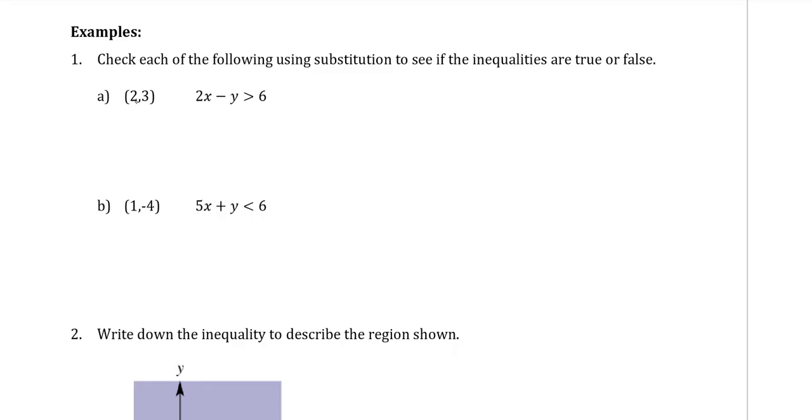We're going to sub 2, 3 into the inequality 2x minus y is greater than 6. So the x is 2, the y is 3. We sub them in. We get 2 times 2 minus 3 is greater than 6. 2 times 2 is 4 minus 3, that's 1. Is 1 greater than 6? No, I think 6 is actually bigger. So that would be a false inequality or a false statement.